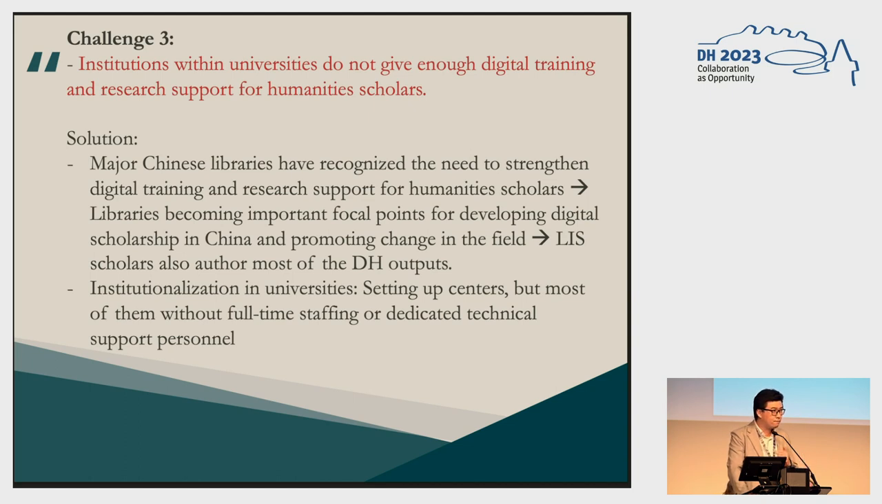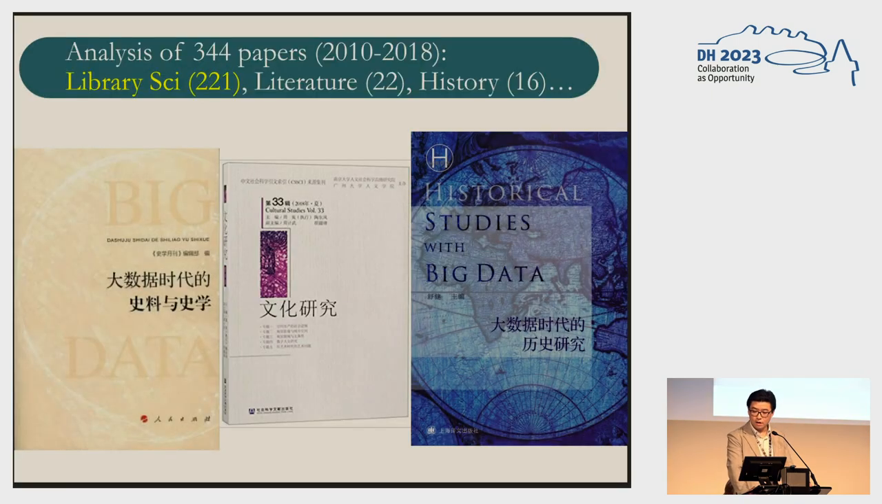The main phenomenon that we see in Chinese academia is that major Chinese libraries are the focal points for DH activity. And library and information science experts also offer most of the DH outputs. So we did an analysis of the DH papers. This is pretty crude, just a statistical analysis of papers with the title DH, Digital Humanities, 数字人文 in Chinese. But we see that the outputs that dominate the papers come from the main active researchers in DH, and these are predominantly library and information science scholars. Or at least they are the ones who talk about DH explicitly.